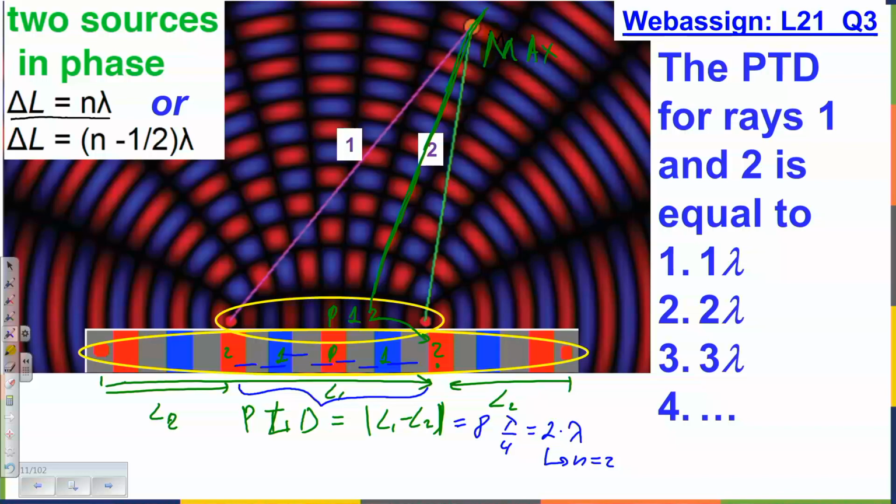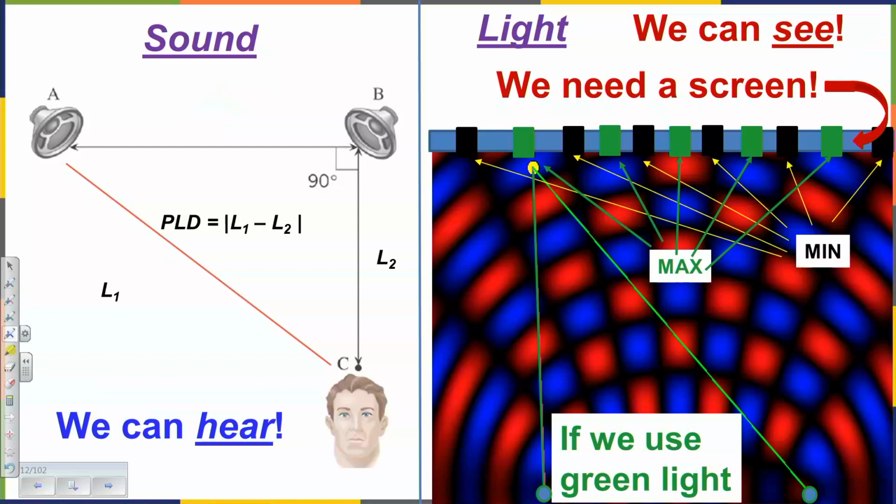So here again, I've used the fact that in a standing wave, well, in any wave, the distance from the crest to the equilibrium is a quarter of a wavelength.